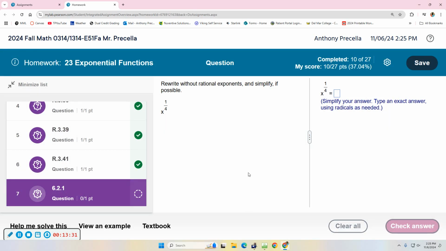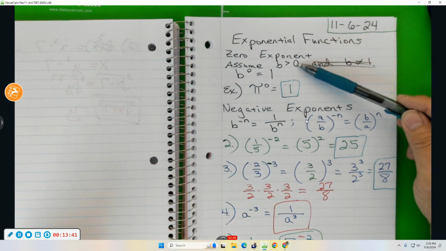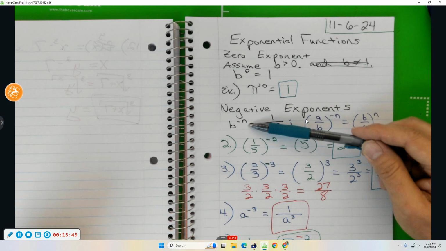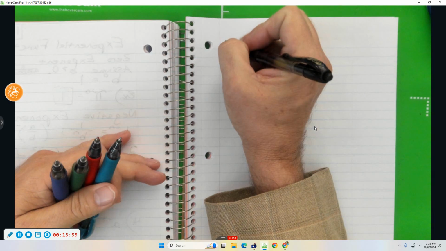Okay, I need to write some more. So you've looked at a 0 exponent. Okay, suppose the exponent is 0. Suppose the exponent is negative. Suppose the exponent is a fraction. I'll say fractional exponents.